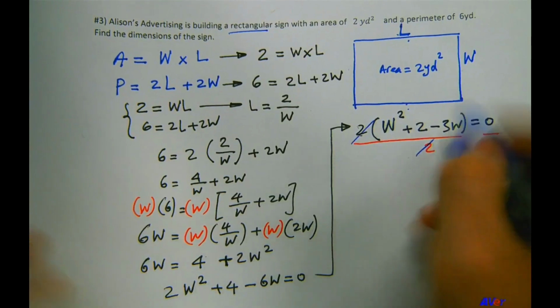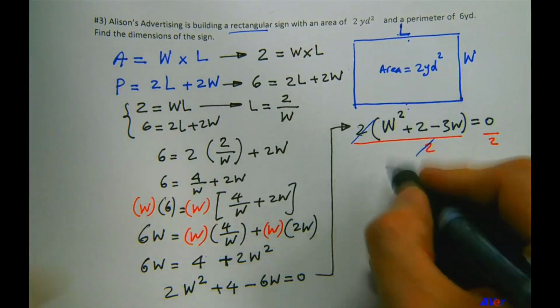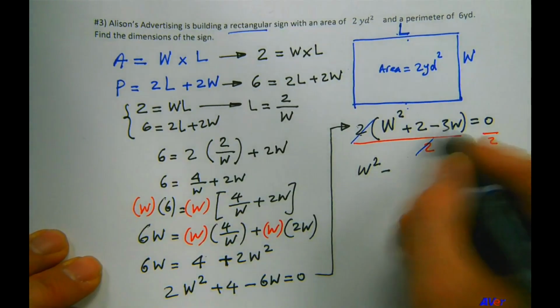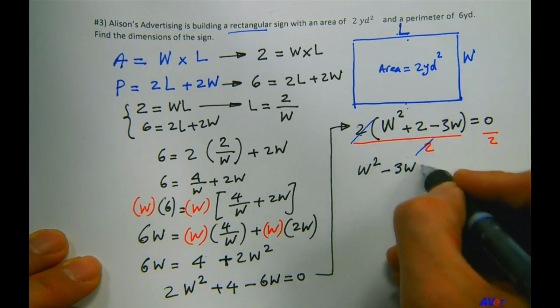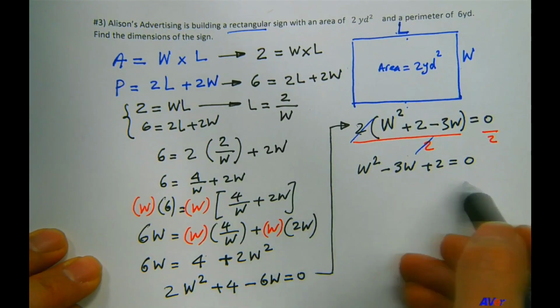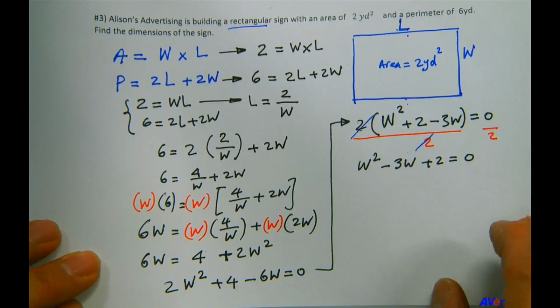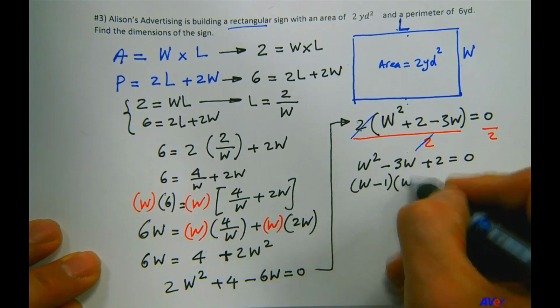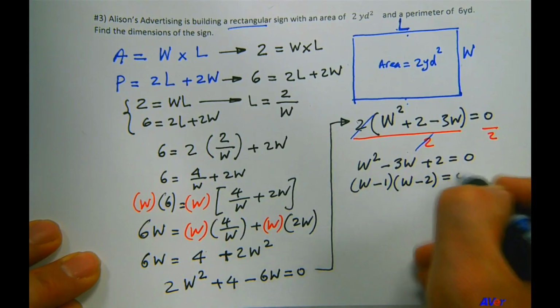2 and 2 cancel out. On the left, we get W squared. Let's put these in order: minus 3W plus 2 equals 0, right? This is a very easy quadratic equation to factor. So (w - 1)(w - 2) equals 0.